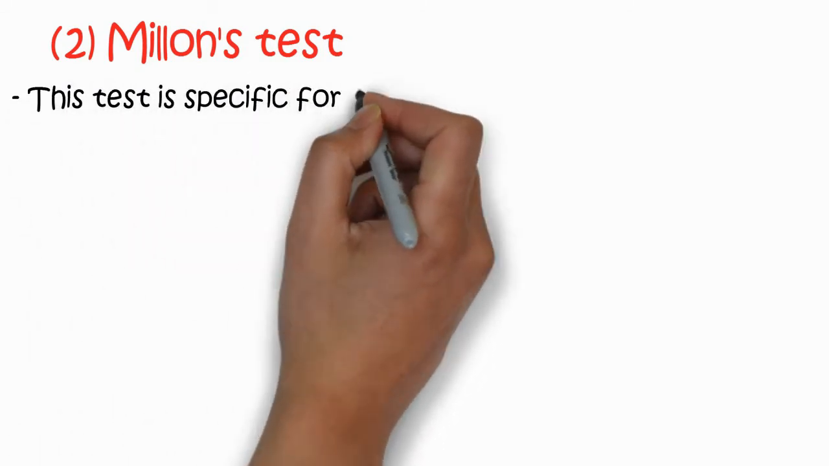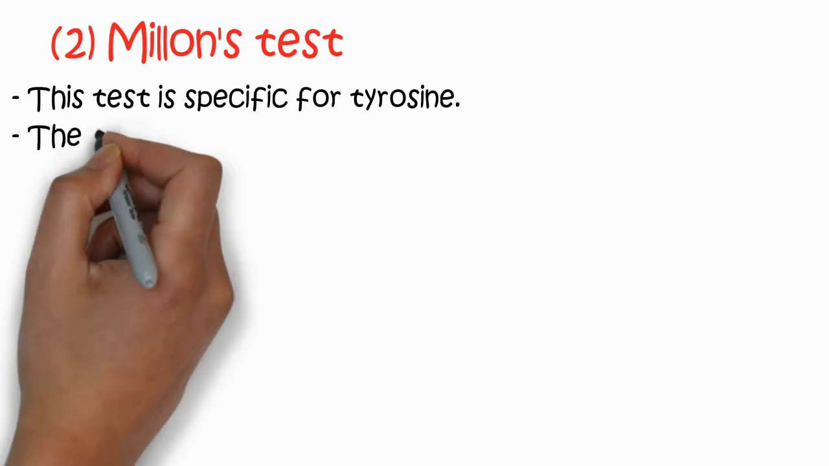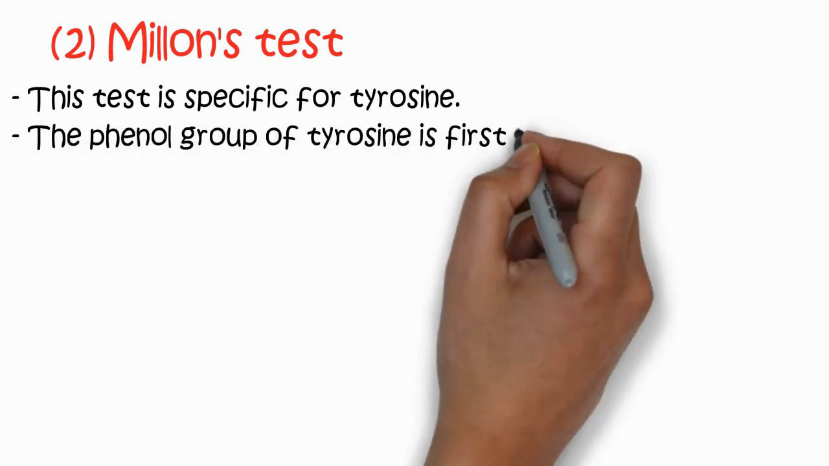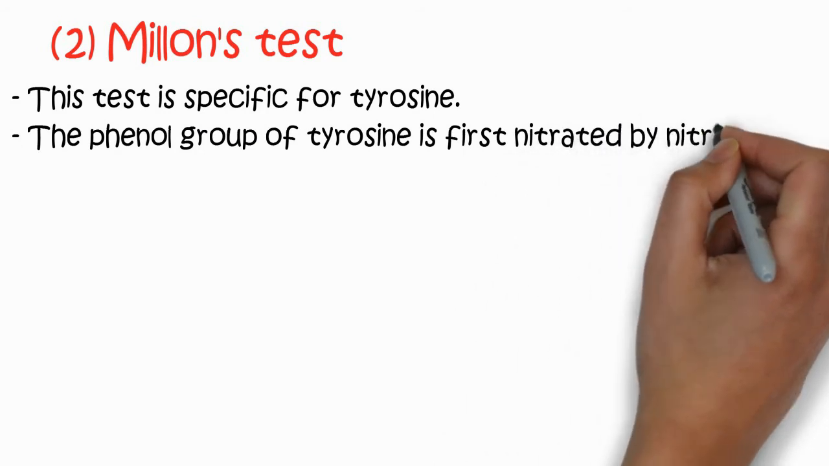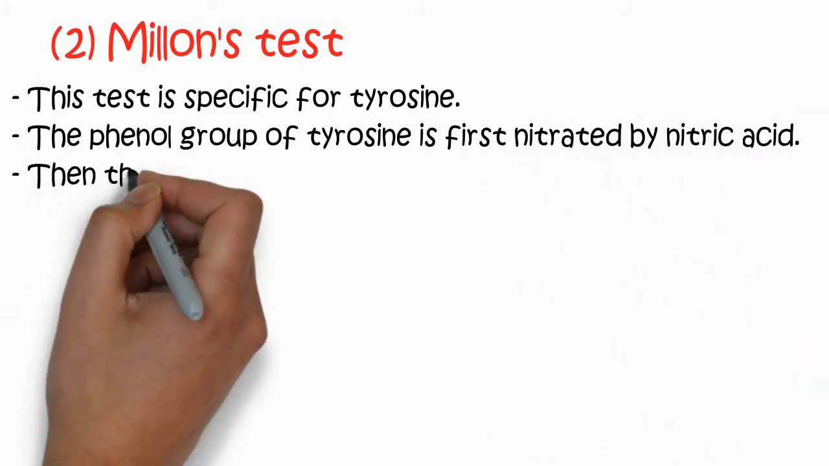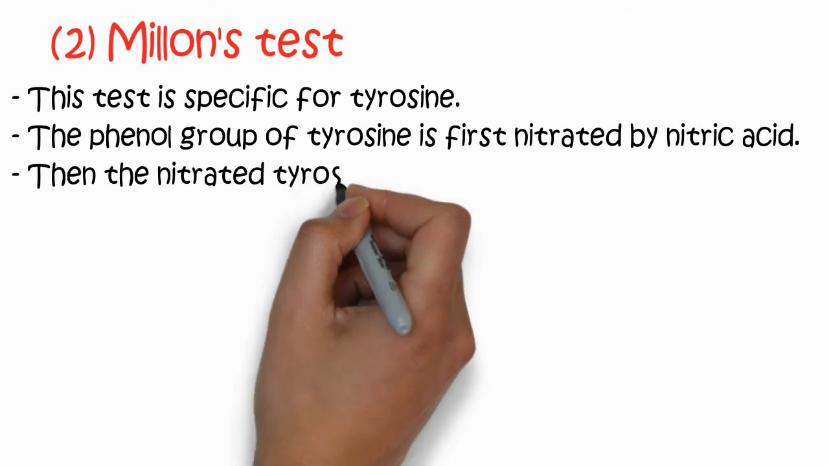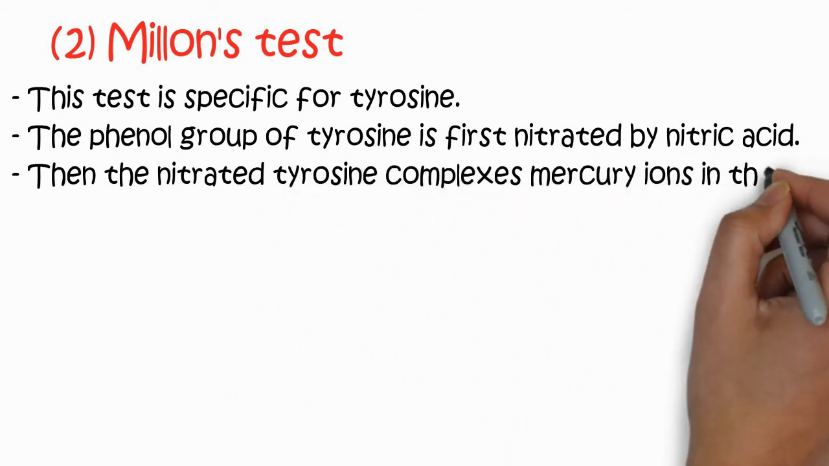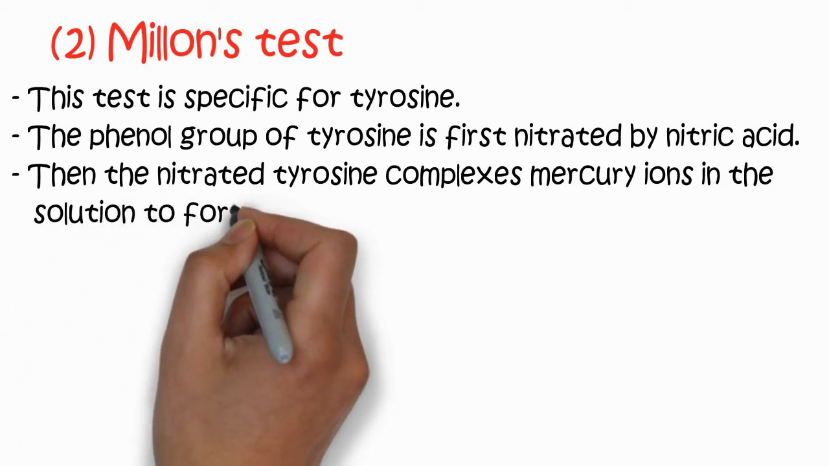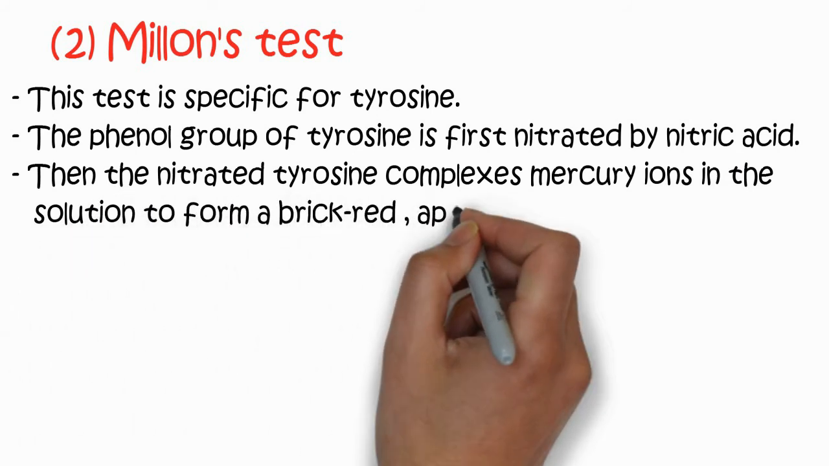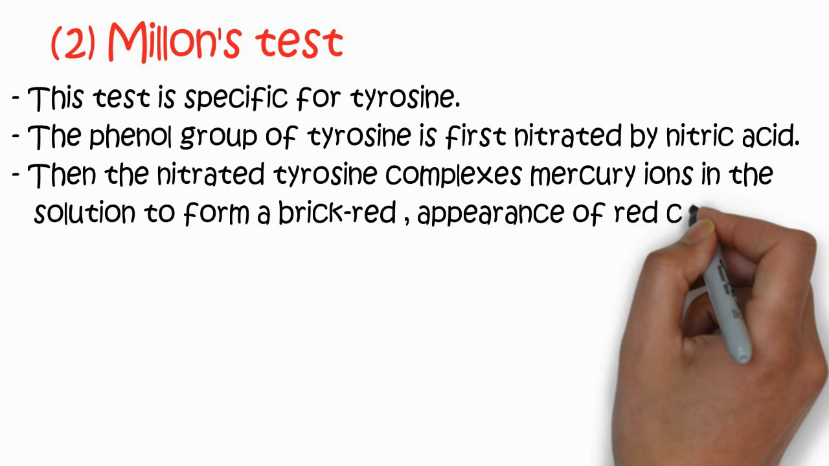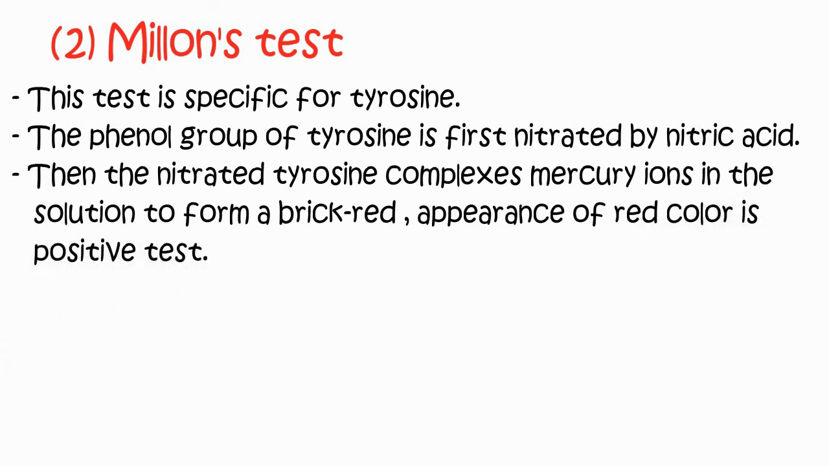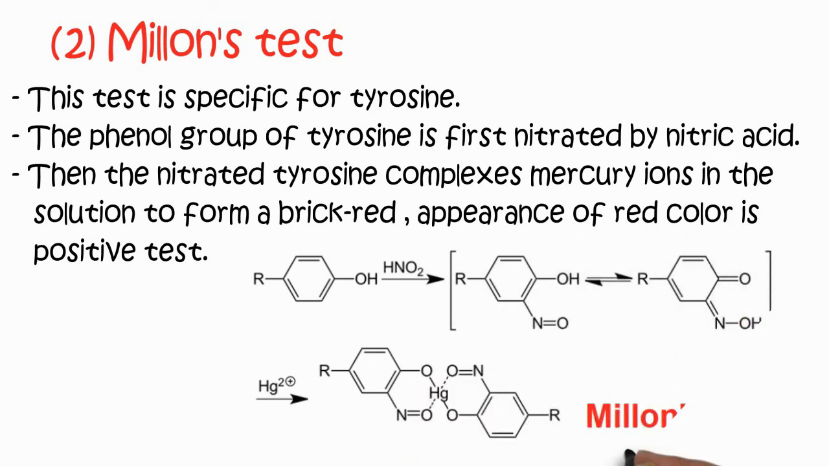Second reaction is the Millon test. This test is specific for tyrosine. If the protein contain tyrosine, the phenol group of the tyrosine is first nitrated by nitric acid. Then the tyrosine complex with mercury ion in the solution to form a brick red. Appearance of red color is positive test for the presence of tyrosine.